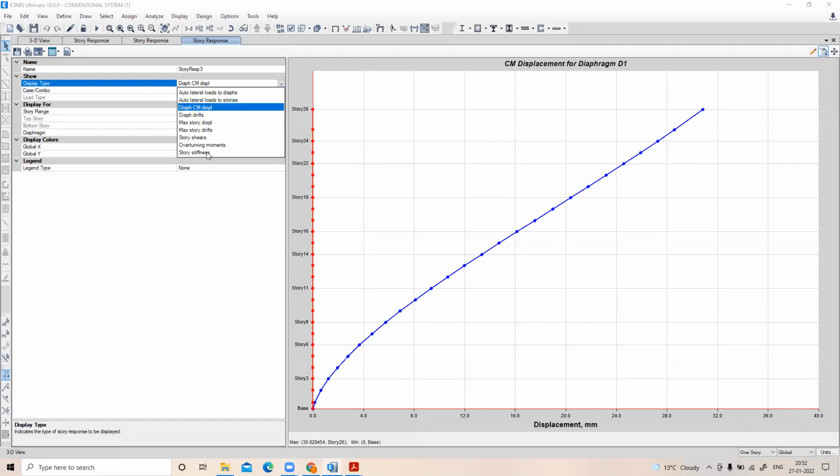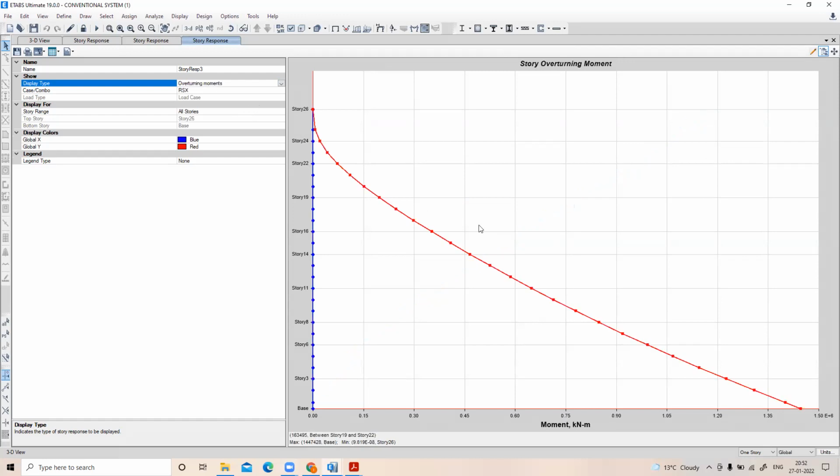You can check other things also. We have the overturning moment. We will deliver all of this in the lectures in our coming weeks and months. So these are the outcomes of this structure. I will share all the content with you for your study purpose.